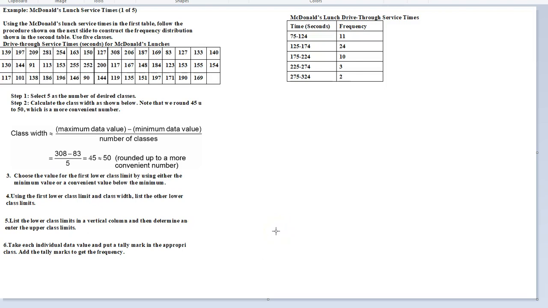Hi everyone, in this video I want to go over how to make a frequency table. Okay, so I have an example. I think we talked about this in class, but I want to make sure that you guys know how to create the frequency table from the collected data.